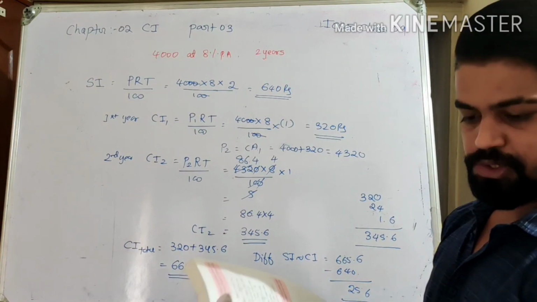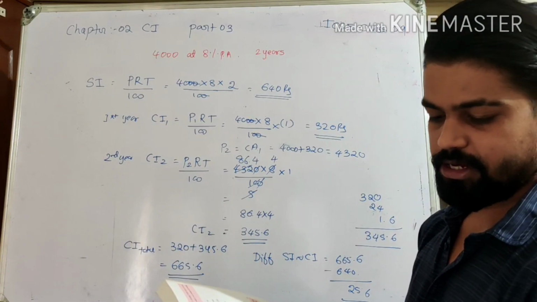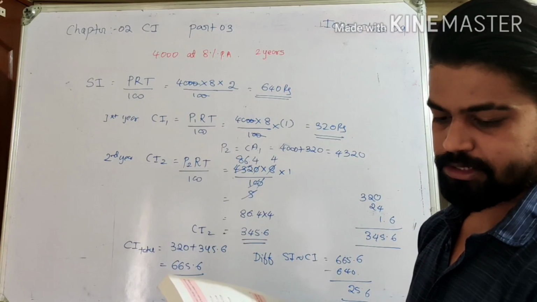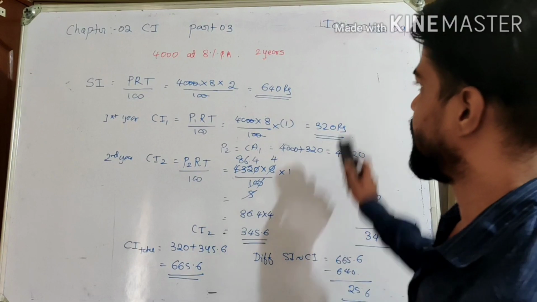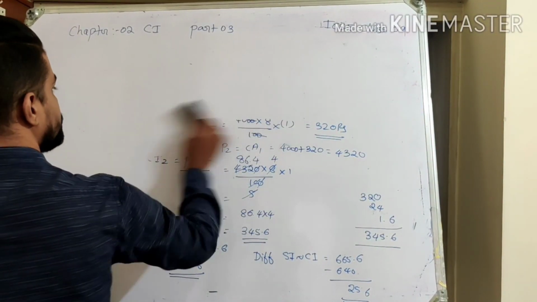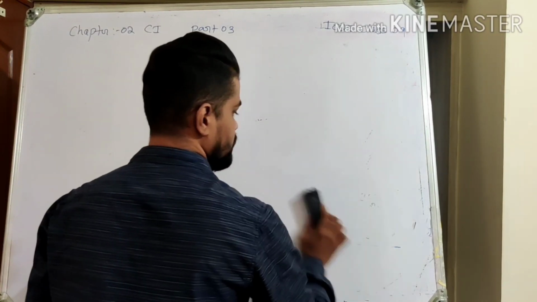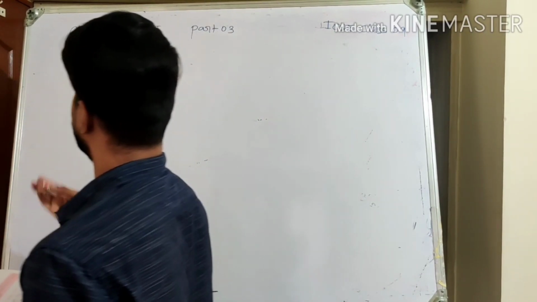Now going to the next question. Mrs. Kapoor invested 6,000 every year at the beginning of the year at 10% per annum compound interest. Calculate the amount of her total savings. So let's see. Example question 6.